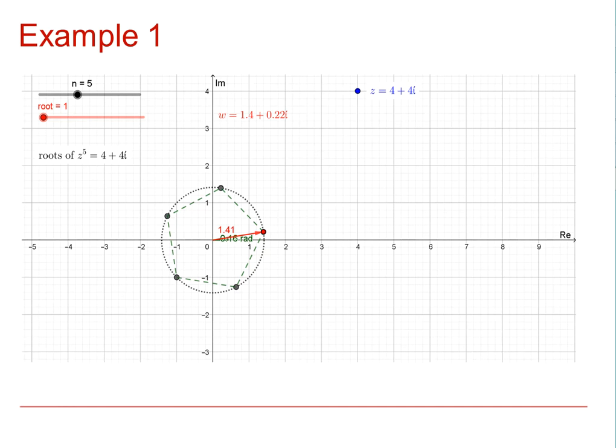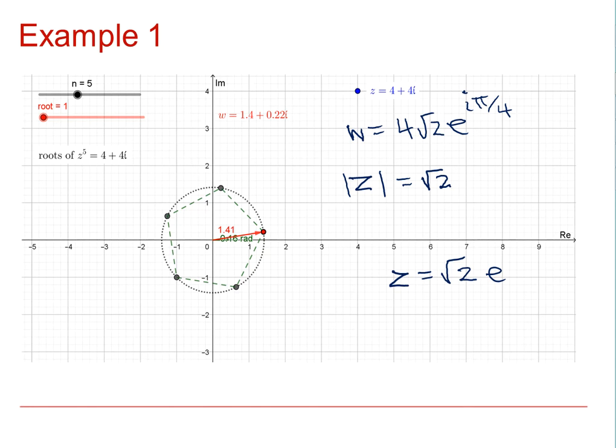We know from previous series that we are expecting a pentagon formed by the five roots that all lie on a circle of radius root 2, given that w is 4 root 2 e to the i pi by 4. Then the modulus of z for all of those will be the fifth root of 4 root 2, which is root 2. And the various roots z will be root 2 e to the i times pi by 4 plus 2k pi, also divided by 5.